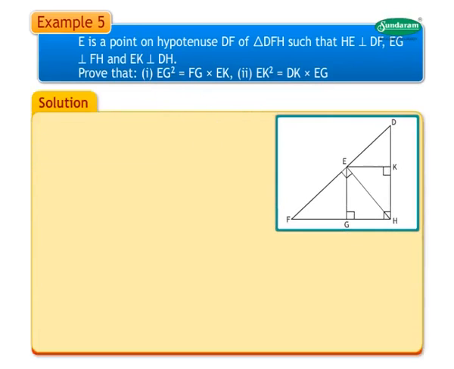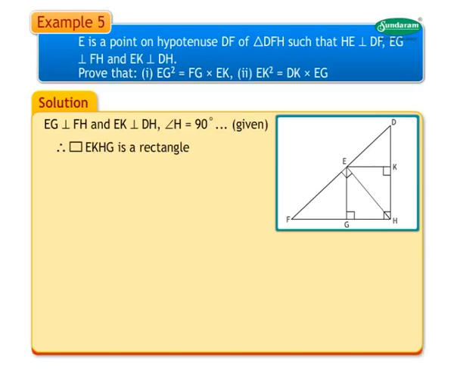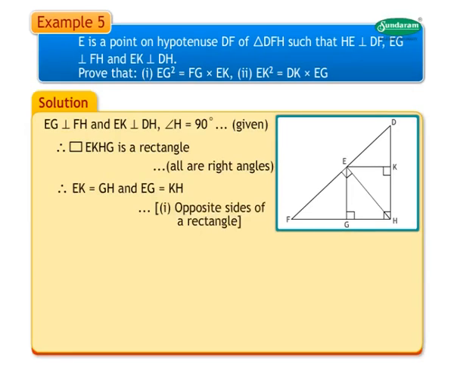Solution. It is given that EG is perpendicular to FH and EK is perpendicular to DH. Angle H is equal to 90 degrees. Therefore, quadrilateral EKHG is a rectangle as all angles are right angles. Therefore, EK is equal to GH and EG is equal to KH as they are the opposite sides of a rectangle. Let us mark this as statement 1.